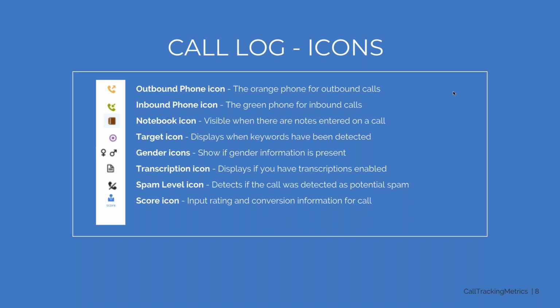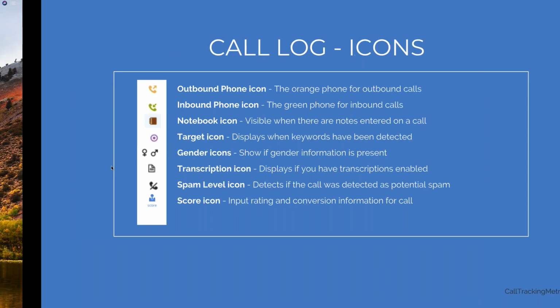Same with our call log icons. So inside of the call log, we have a bunch of different icons. The yellow phone is going to be for outbound calls, inbound calls. Anytime you see this notebook, that's going to mean that the call has notes attached to it. The target icon is for when we've detected keyword spotting. So that is something we're going to be covering later. If we're able to recognize the gender of the caller, we will mark those. This is if we have transcriptions enabled and the transcriptions are showing.